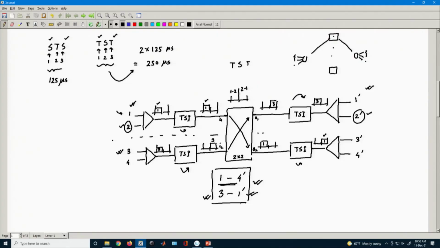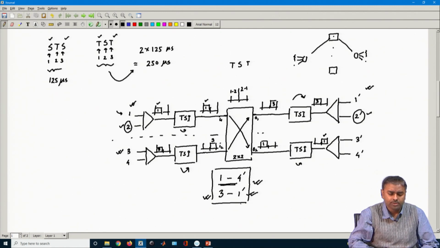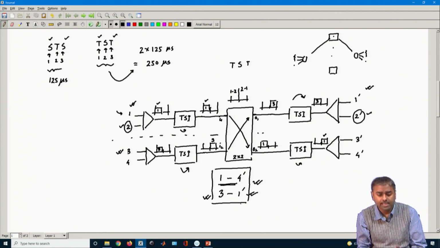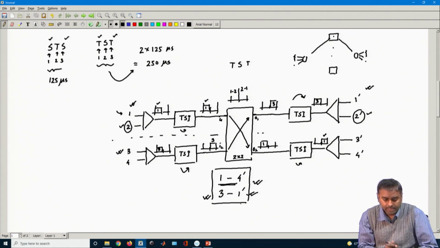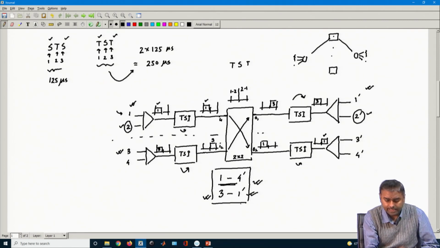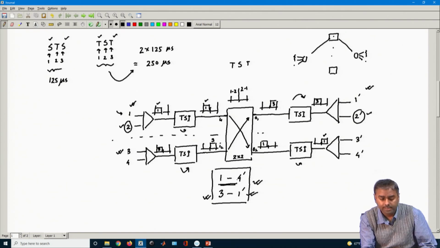So, let us go back to the design diagram that we drew in the last class. What we have done so far is give two connectivities, and how we configured them is mentioned here. We have a connectivity of 1 to 4 dash, which we have already shown. How do I do that? What will be the exact configuration at the first TSI?